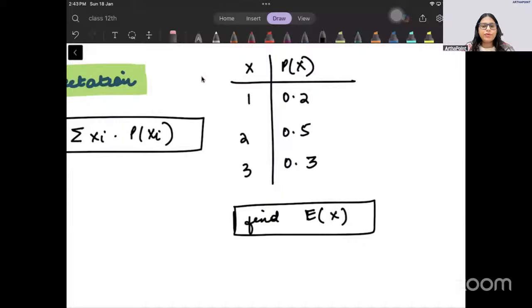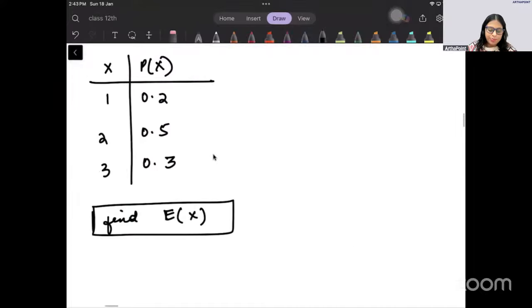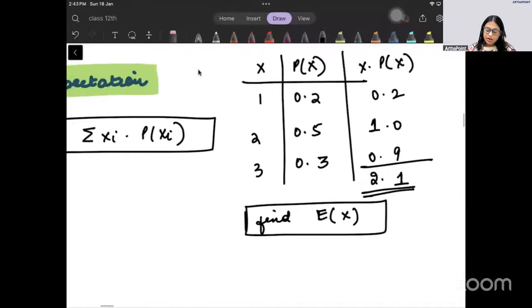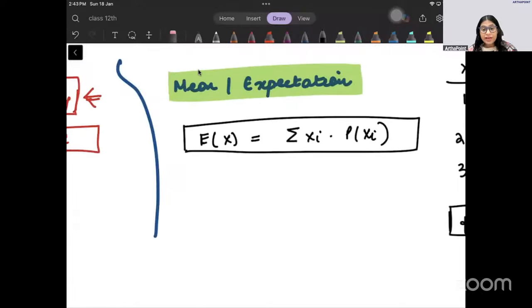Good. All of you are right. So let's see. So just x into px कर दो. 0.2, 1, 0.9. How come you're getting, one of you wrote 3.1, right? 2.1 है. ठीक है, fine. 2.1 is the answer.